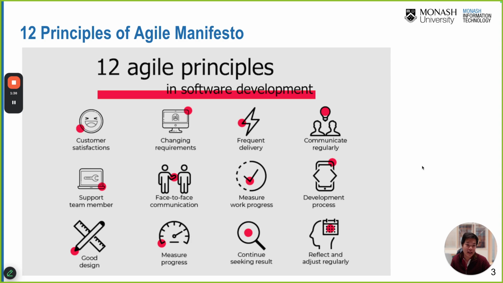The next step, you want to communicate regularly as well. You want to support the team members, and you should embrace face-to-face communication with the customer. For example, for Assessment 3, you will have a face-to-face sprint ceremony with your tutor or TA. Then you want to measure the work progress. You focus on the development process, you focus on good design, you measure the progress and continue seeking results, and try to reflect and adjust regularly.